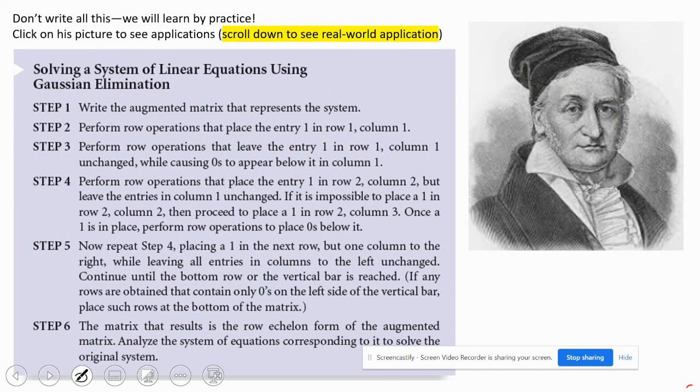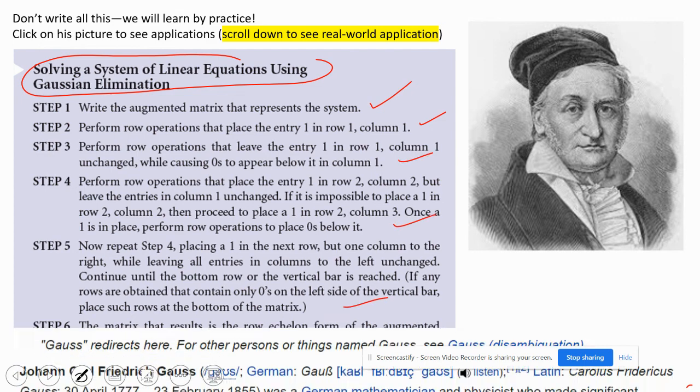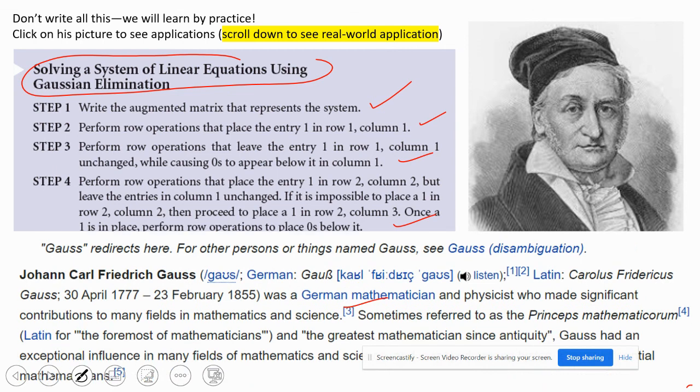We will talk about that. These are some overall hints. Write the matrix, perform row operations. This is all like repeating everything until you get it into that row echelon form. This is Johann Carl Friedrich Gauss. He's the one who invented this. He did a lot of things in mathematics.